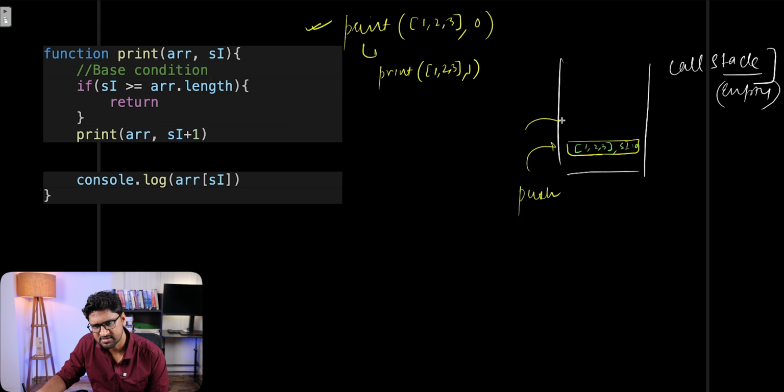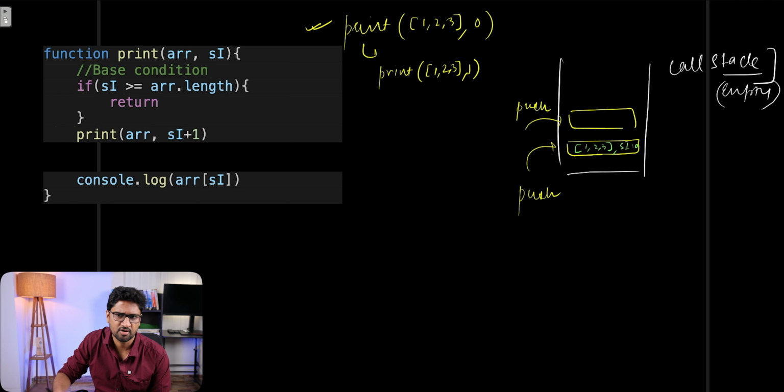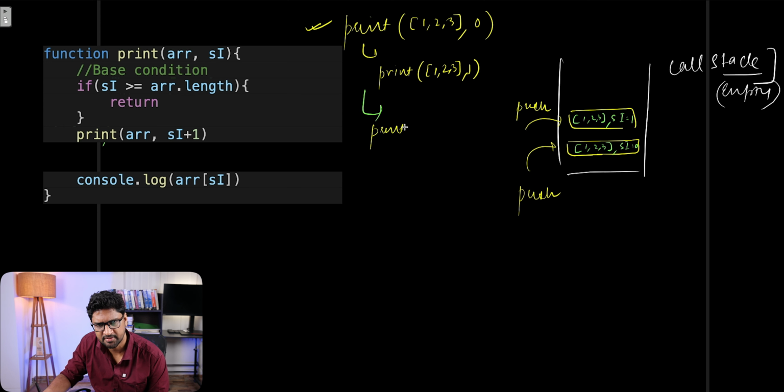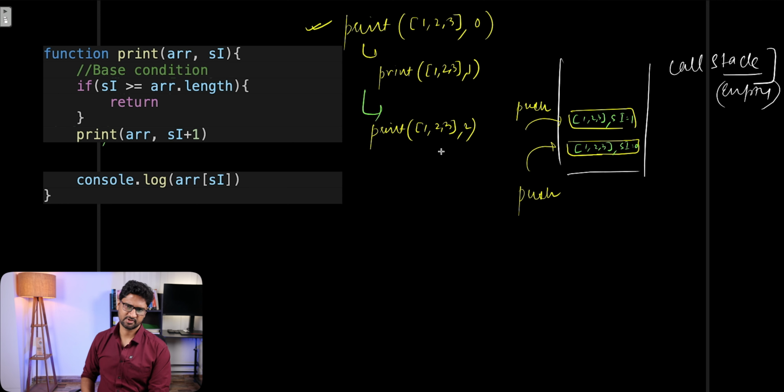Again, what happens in the call stack? This entry gets pushed. Another entry is formed where you pass the same array 1, 2, 3 and the starting index value passed is equal to 1. Then again, the value is 1, this value is 3, it doesn't hold true. So again, you call this function recursively a third time. The third time the function gets called recursively, you pass print, 1, 2, 3, and the starting index value is equal to 0.